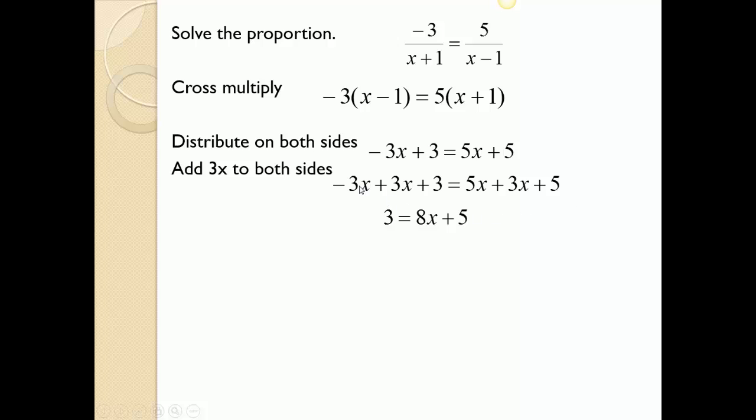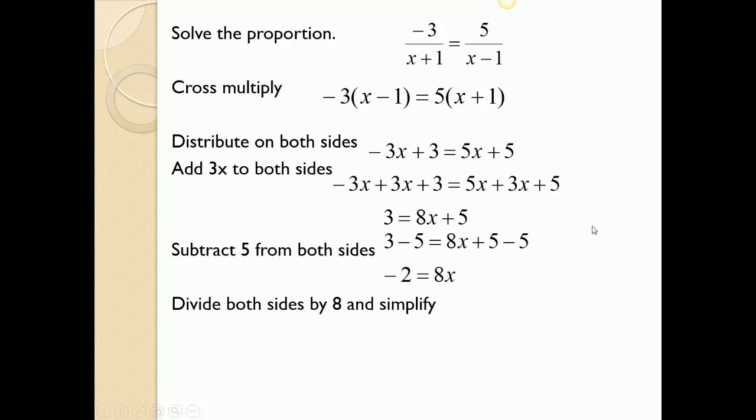So when we add 3x to both sides, we end up with 3 equals, and combine the x terms here, 8x plus 5. Subtract 5 from both sides. -2 equals 8x. Divide both sides by 8 and simplify. And so we get x equals -1/4. And again, we want to make sure we go back and check.